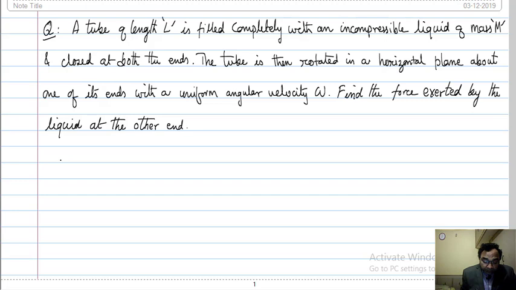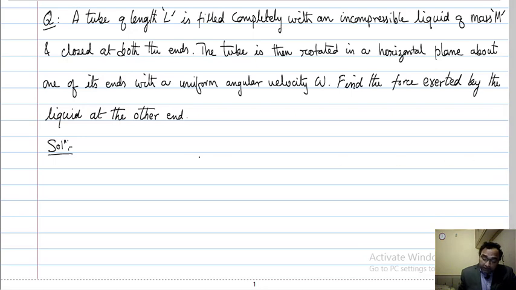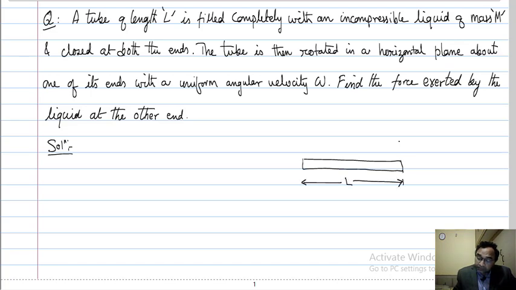Now, let us try to figure out what exactly the question says. If I draw a rough diagram for this particular situation, we have a rod or a tube which is of length L. About one end it is made to rotate. That is exactly what is given, with an angular velocity omega. Now, how to find the force exerted by the liquid on the other end?